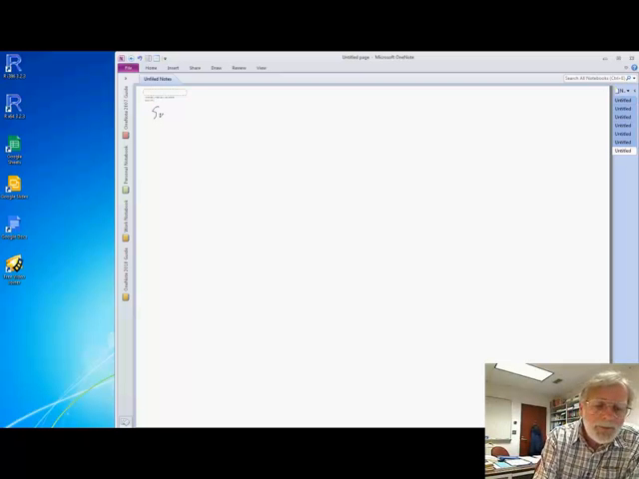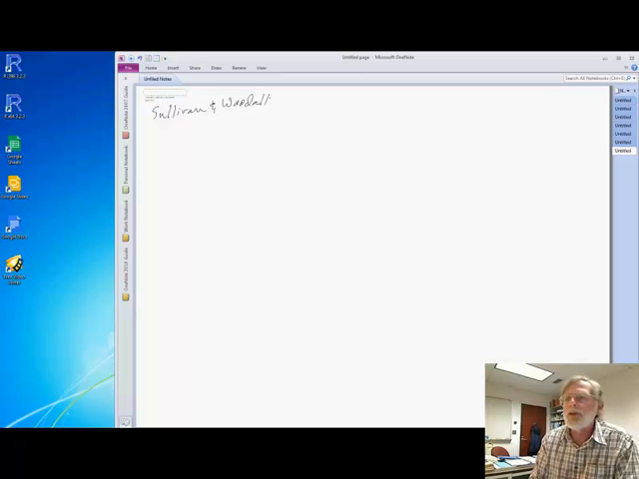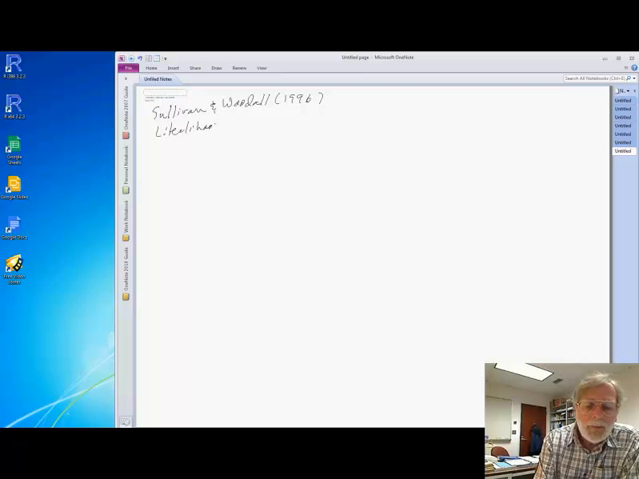So Sullivan and Woodall, two well-known guys in the statistics of quality, published a paper many moons ago, 1996, on a likelihood ratio chart that they proposed to answer that question. So it would be run in conjunction with an X chart. So they proposed a likelihood ratio chart.